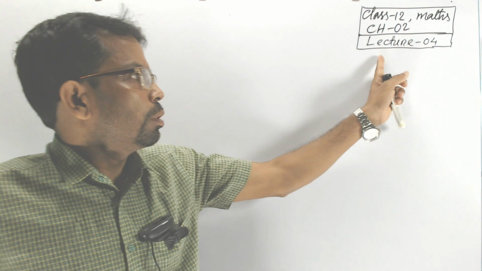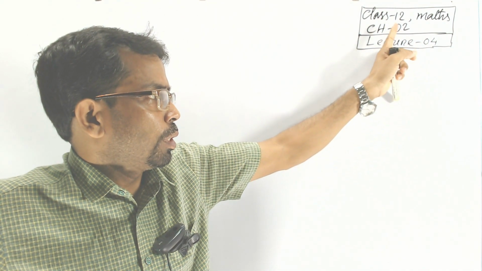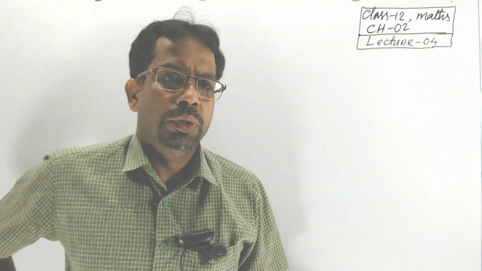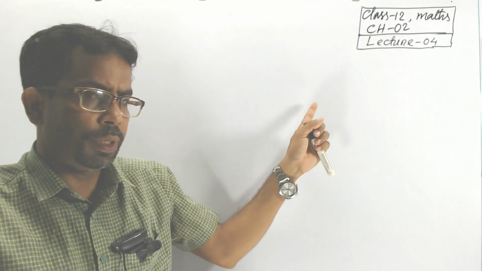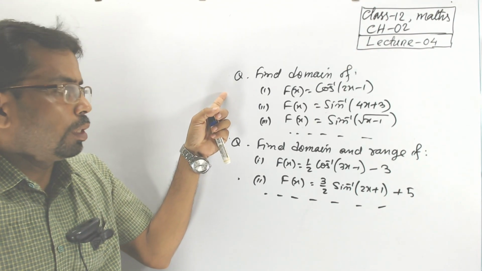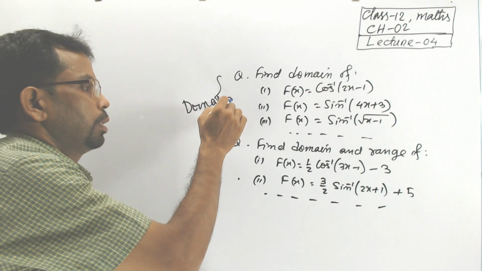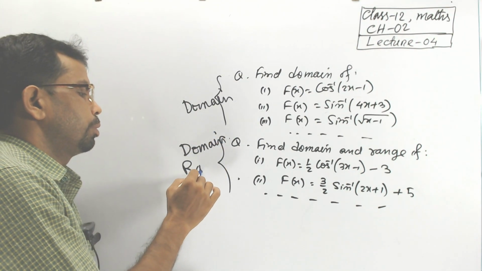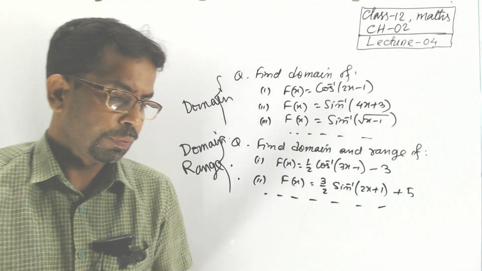This is going to be the fourth lecture on inverse trigonometric function, which is from class 12 maths chapter 2, and in this video I'll be solving only questions on finding domain and range of inverse trigonometric functions. I'm taking some questions. The first question is only to find the domain, and in the second question we are going to find domain and also the range of the functions. More questions I am going to solve.